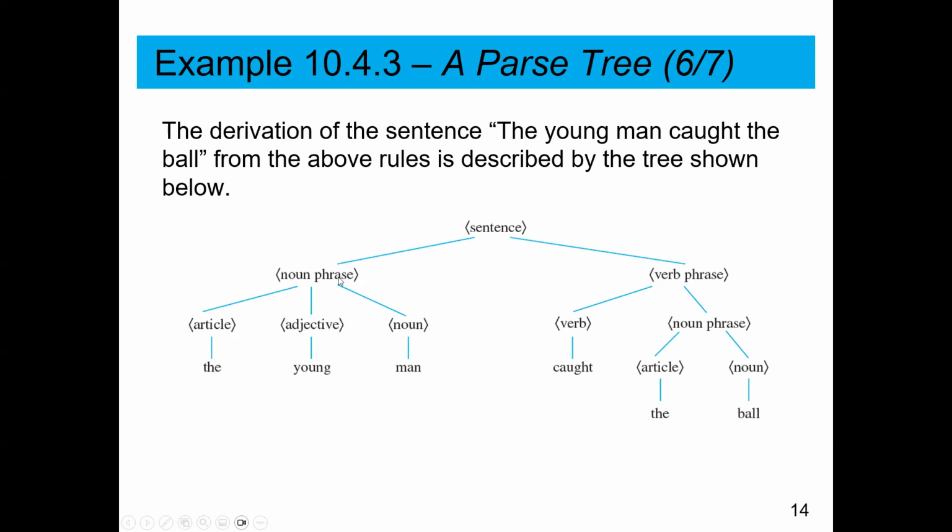So this is literally what it's going to have here. It's going to go sentence, noun phrase, verb phrase. The noun phrase has an article, which is this. Adjective, there's only one. Noun. The young man caught the ball is one of the possible options, but it's not the only option. So that's why we have this thing that derives from this. And it also helps.